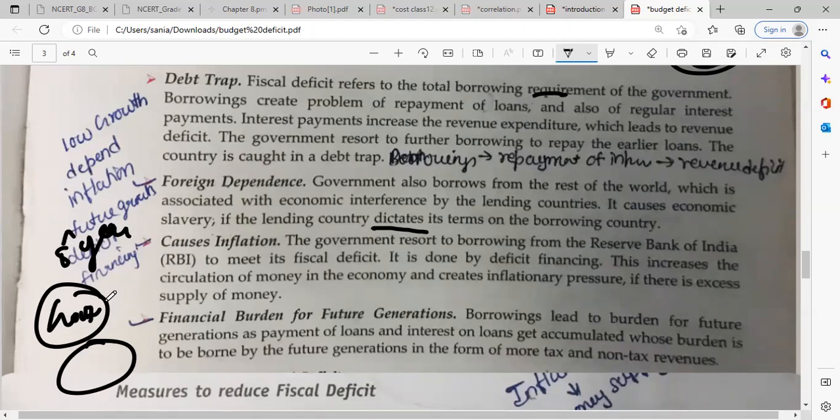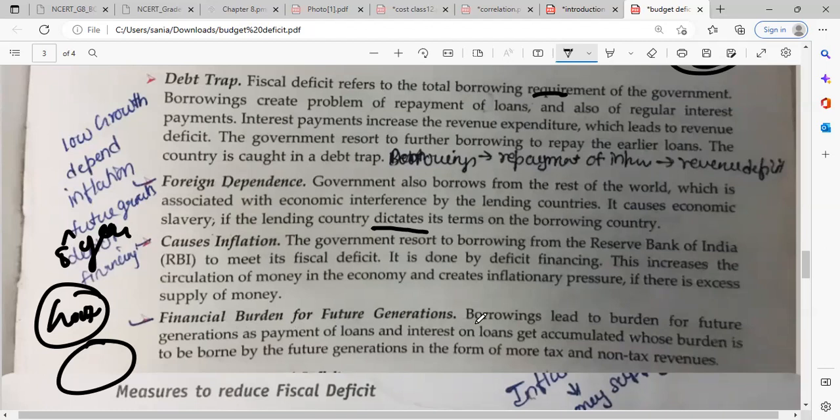For example, your grandfather took a loan, and now he has passed away. Of course, the loan is still there. Who will be paying that loan? My father. Similarly, it passes from generation to generation. My father didn't take the loan, my grandfather did, but still my father has to pay it. So basically, it's a financial burden. Because of this, a financial burden for future generations takes place.